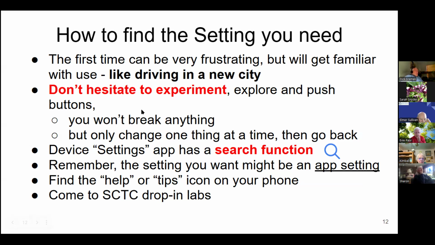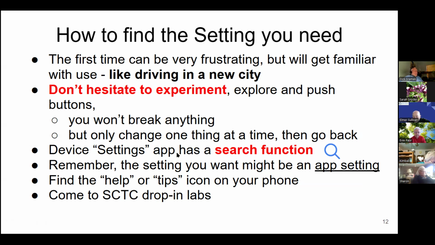So don't hesitate to experiment. Explore, push buttons. You won't break anything. There's only one thing I can think of which you don't want to do, which is a total system reset, which will erase your phone back to the same state it was coming out of the box. So you don't want to do that. Anything else, anything that doesn't say system reset, you're not going to break anything. But I do suggest only changing one thing at a time, just so it doesn't get confusing. Change something, then go back and see what it did. See if it did what you expected it to do. If not, go forward, undo what you did, and try something else.